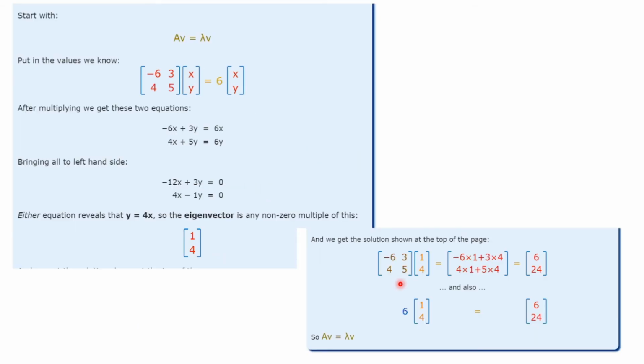Now we have Av equal to lambda v. So we get this out here: -6x plus 3y is equal to 6x, and 4x plus 5y is equal to 6y. Bringing everything to the left-hand side, we have this, and then we can calculate y equal to 4x. So (1, 4) is the eigenvector, and 6 is the eigenvalue.